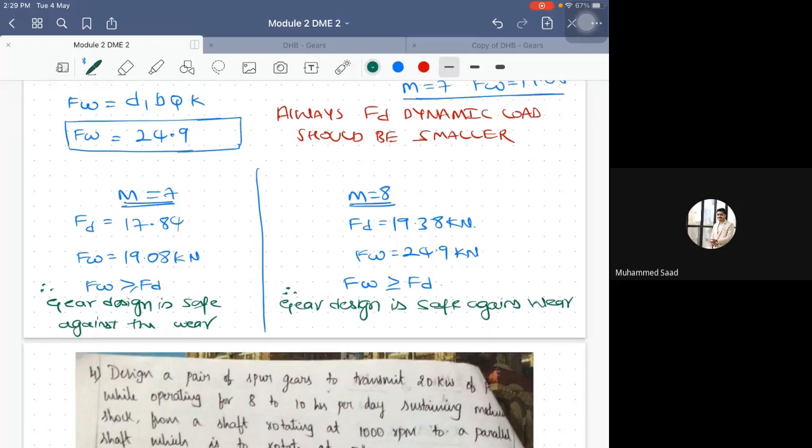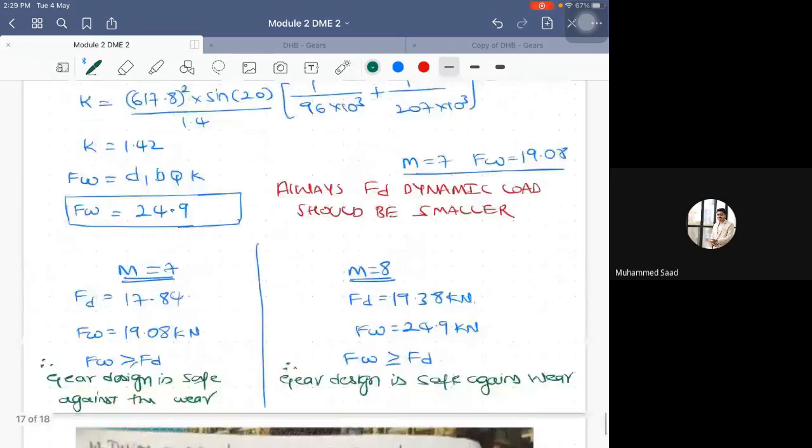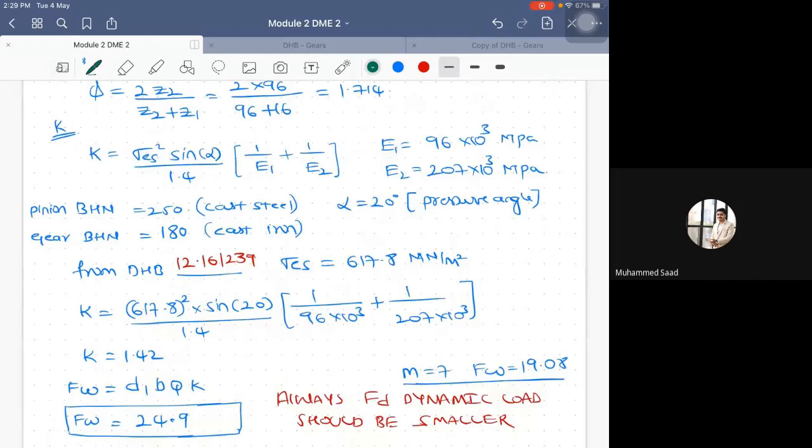Till then, follow this. Which one has to be a lower value, the wear load or the dynamic load? Dynamic load should be a lower value. So those who have selected module number 7 are also in the safe zone, and those who have selected module number 8 are also in the safe zone. Now, understood about this problem? Any doubts? Should I discuss it still more, or shall we move on to the next?